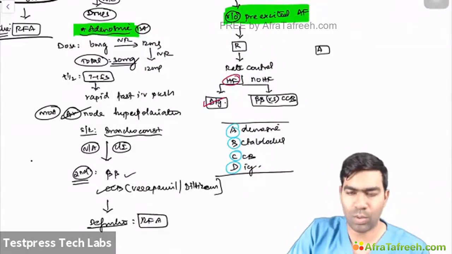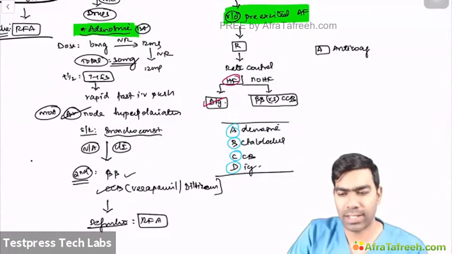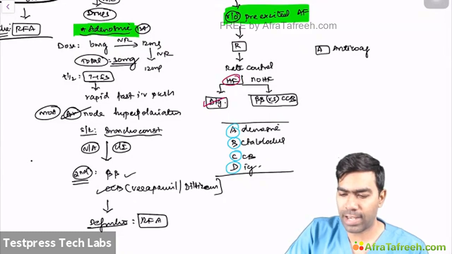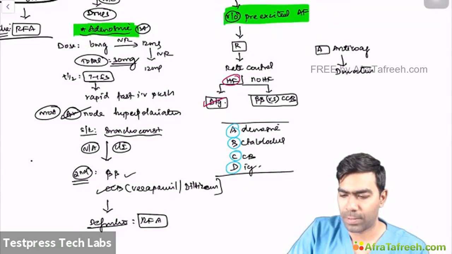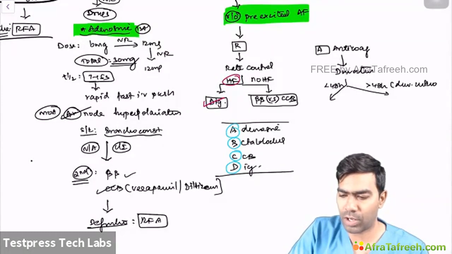Then A, you know what A stands for? A stands for, of course, anticoagulation. And C stands for cardioversion. Let me write C here itself. So anticoagulation, how you will give, you have to see the duration of atrial fibrillation. So whether it is less than 48 hours or more than 48 hours, acute or chronic, or if the duration is unknown. If the duration is unknown, it will be taken as a chronic AF only.